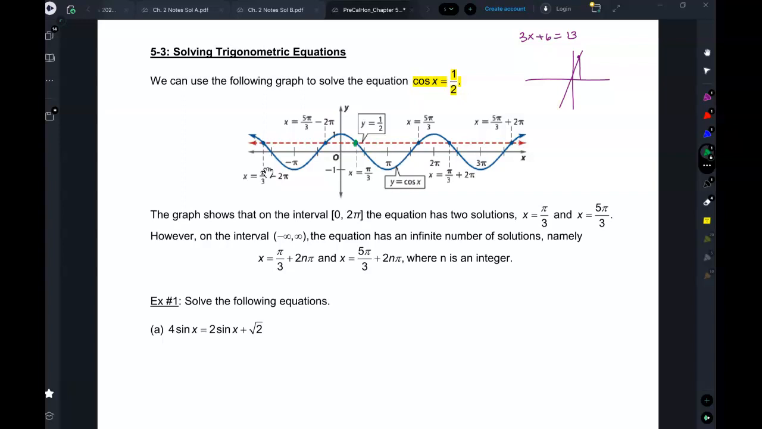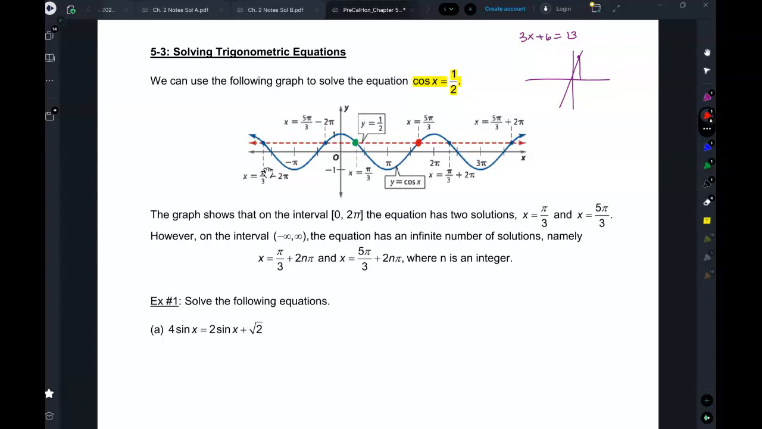Yeah. And right here, 5 pi over 3. Is that right? Cosine of 5 pi over 3 equals a half? Yes. And also here, and also here, and also here. So how many times in its lifetime will cosine equal a half? An infinite number of times, right?